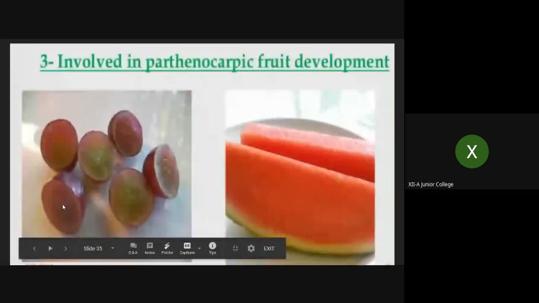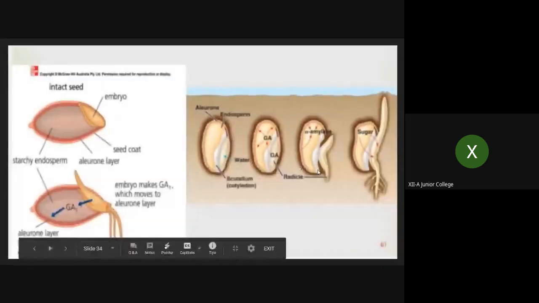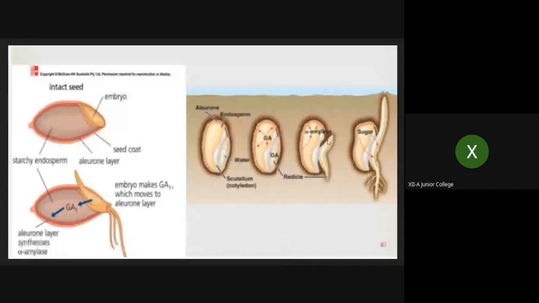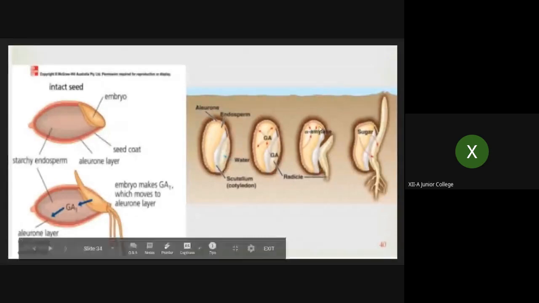So this is where the embryo starts developing. You can see the developing embryo, first the radicle and plumule. The radicle gives rise to roots and the plumule gives rise to shoots. So this is a very important application of gibberellins or gibberellic acid.